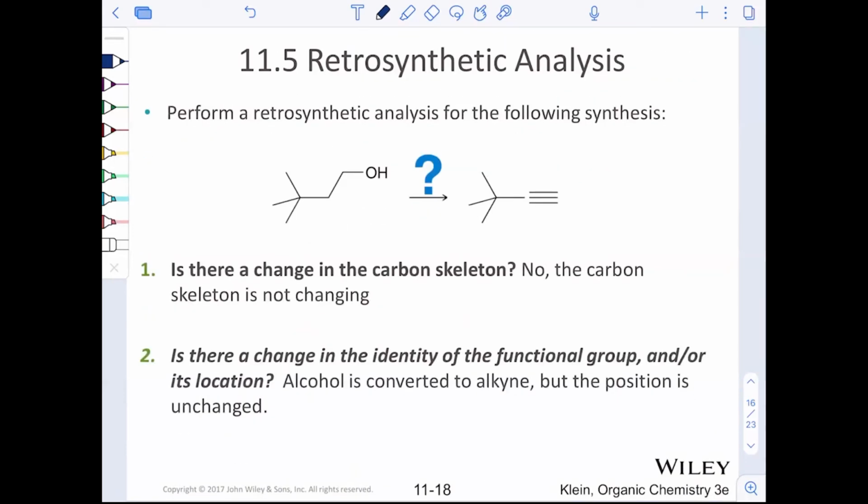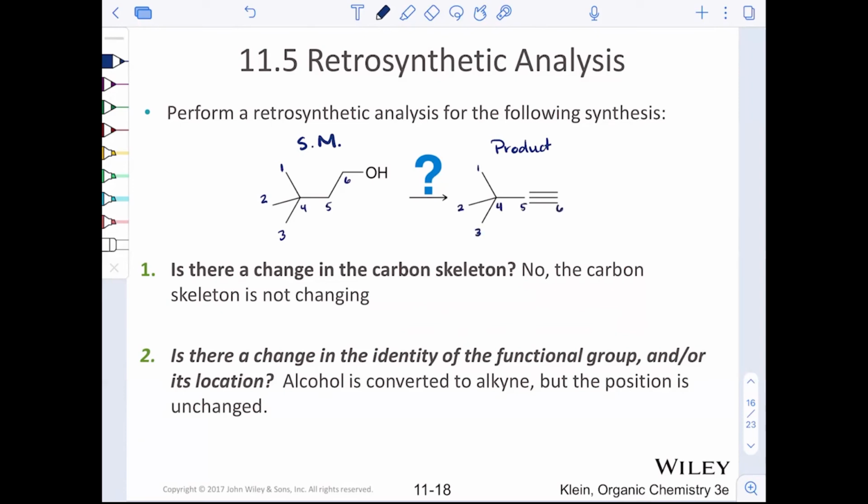So here is our transformation. I have my reactant or my starting material here on the left. Here's the product I want to make on the right-hand side. I should still go through and say, okay, is there a change in the carbon skeleton? No, there's not for this one. 1, 2, 3, 4, 5, 6. 1, 2, 3, 4, 5, 6.